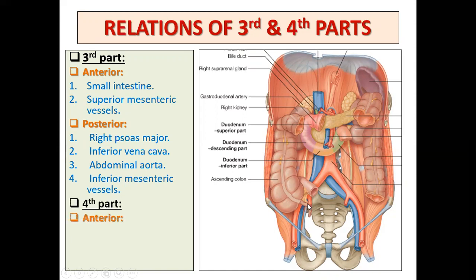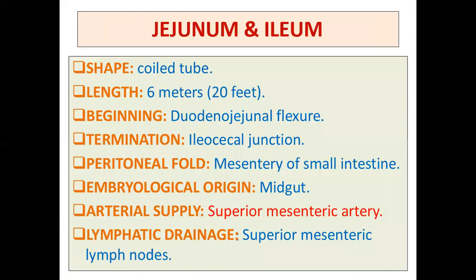Coming to the fourth part, here is the fourth part, a very short part, just 1 inch. Anteriorly, we have the small intestine. The abdomen is filled with the small intestine, so it will cover even the fourth part. Then posteriorly, we have the left psoas major. Here is the right psoas, which is the relation for the third part. The left psoas will be in relation to the fourth part of the duodenum.